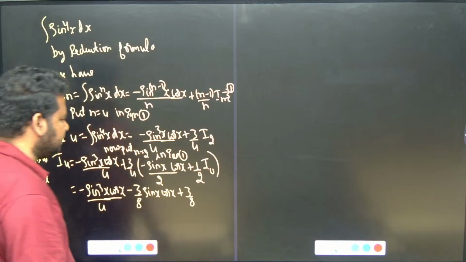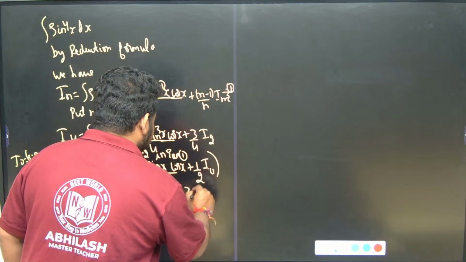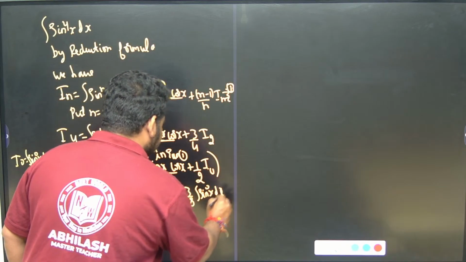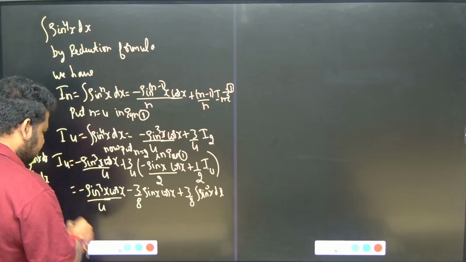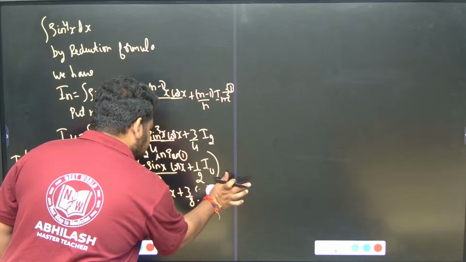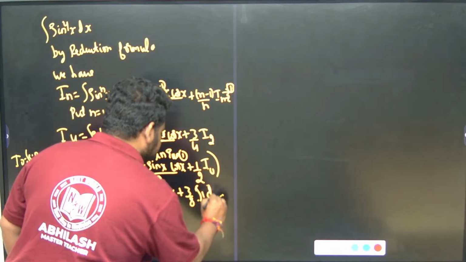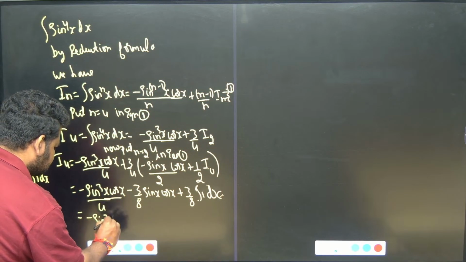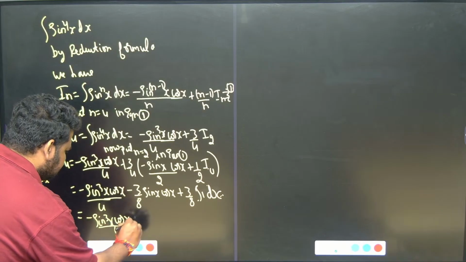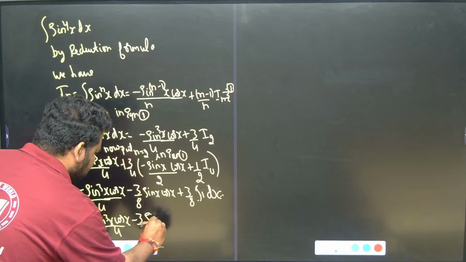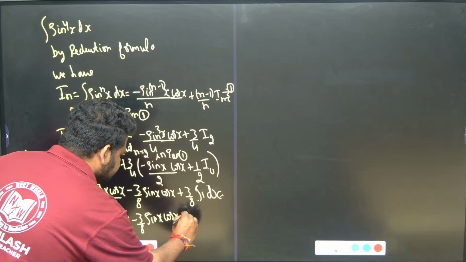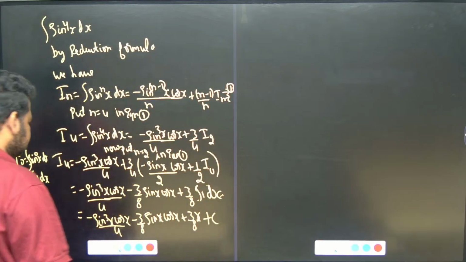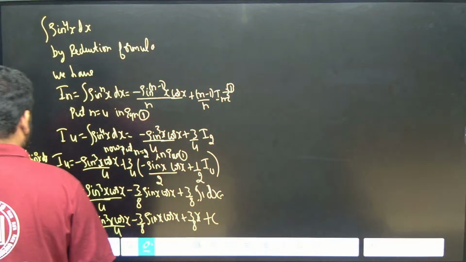So this will become equal to 3 by 8 integral of sin power 0 x dx, which is actually the integral of 1 dx. Let me write it directly. So this will be equal to minus sin cube x cos x by 4, minus 3 by 8 sin x cos x, plus 3 by 8 into x, because integral of 1 is x. Plus c will come here. Okay, this is the final answer, friends, for I4.